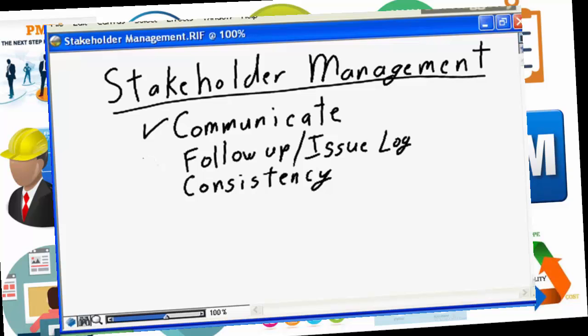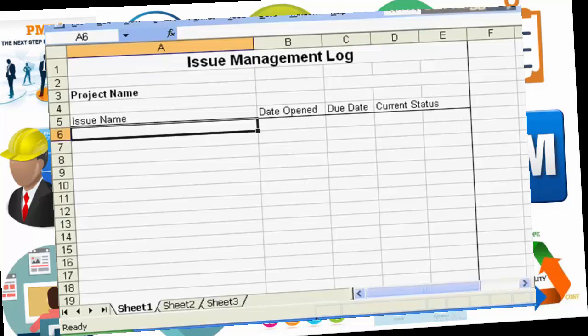In addition to effective communications, I found a very effective way for ensuring stakeholder satisfaction, for managing their expectations, is to develop a follow-up or issue log. Every time you make a promise to the stakeholder, put it into your issue management log. Give the issue a name. Here's what I promised to the stakeholder. Here's when I made the promise. Here's when I promised to get the information back to them. And here's the current status.